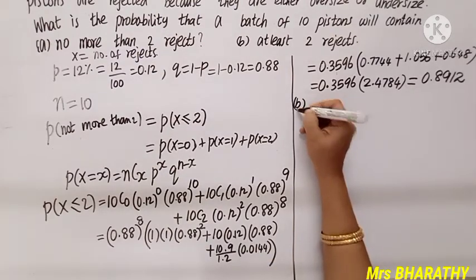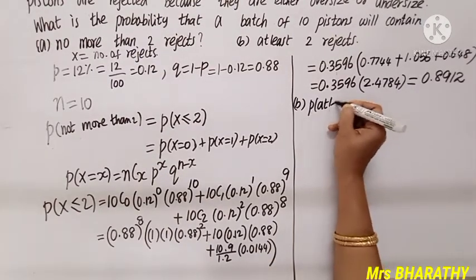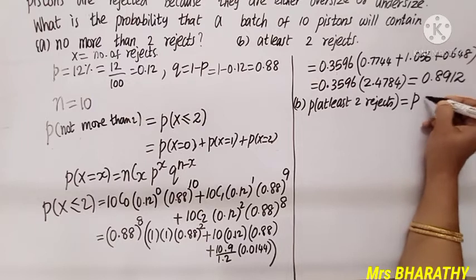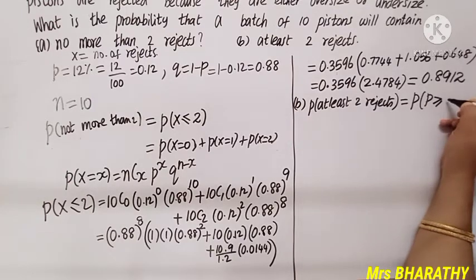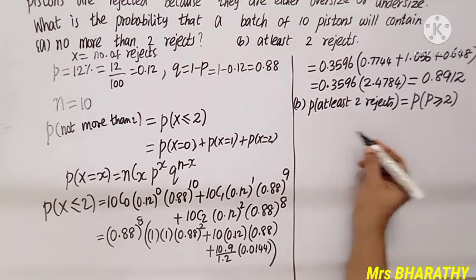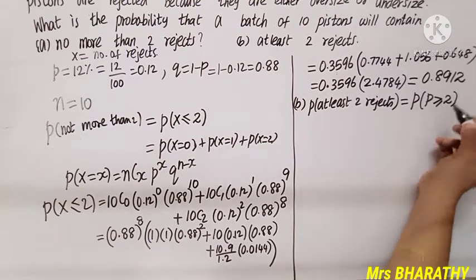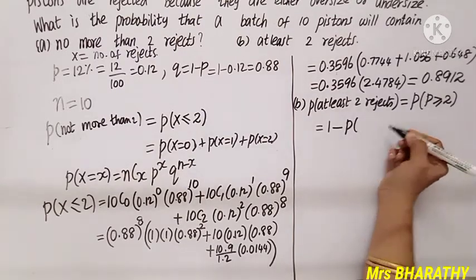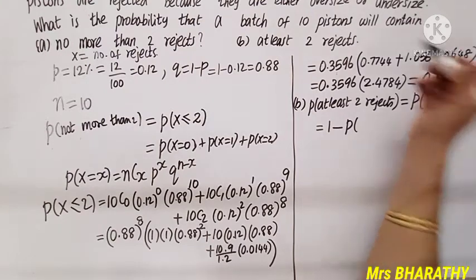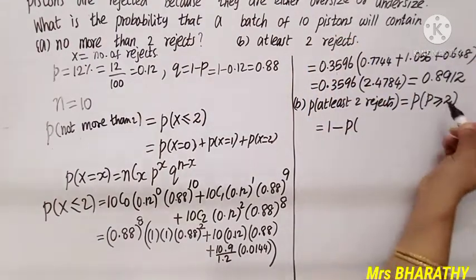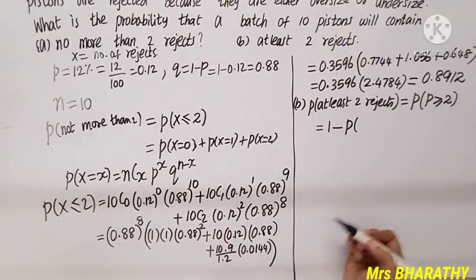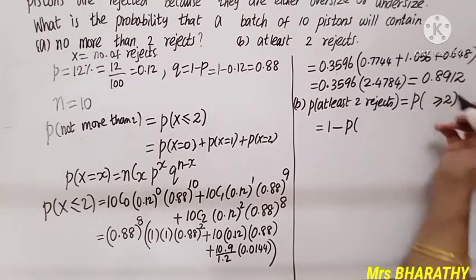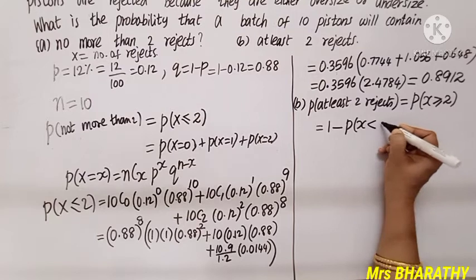Now we proceed on to B part. My question is at least 2 rejects. What do you mean by the word at least 2? It is equal to or more than 2. At least 2 tells me equal or more than 2. That is 1 minus what I don't want. Because more than 2 tells me 2 to 10 I need to calculate, and 2 to 10 calculation is difficult. Instead, greater than or equal to 2, we rewrite x less than 2.